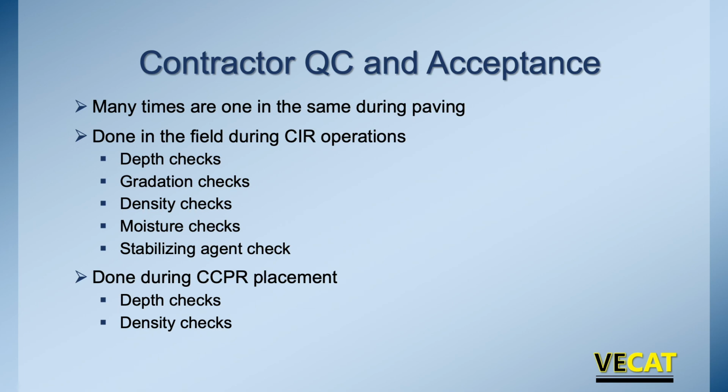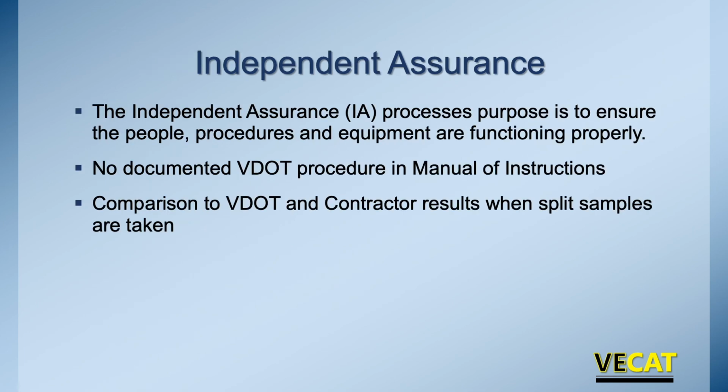During the cold plant recycle, they're doing depth checks and density checks. So am I getting the right thickness and am I getting density? So that density is the payment, but these other things also go into it. The independent assurance, again, we're just making sure everything is working properly in the acceptance. Right now in the manual of instructions there is no documented VDOT procedure.